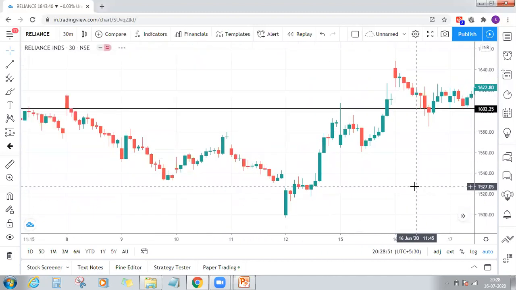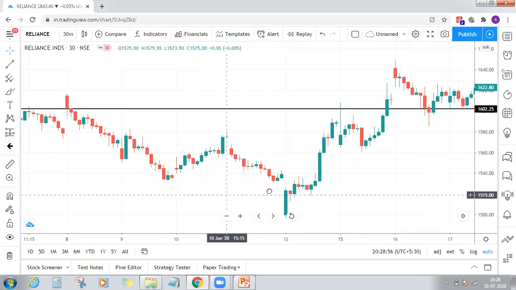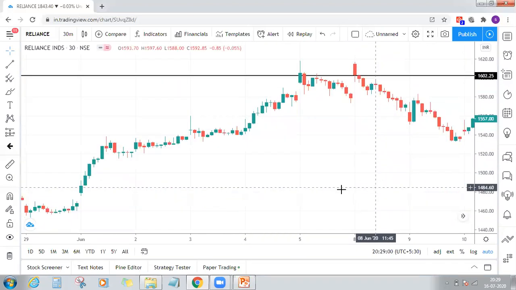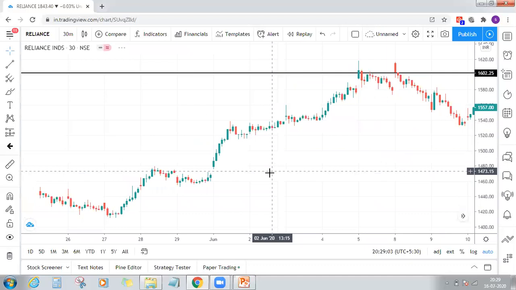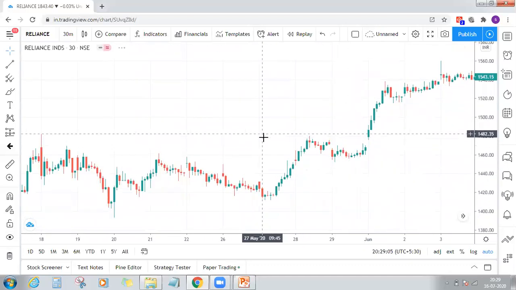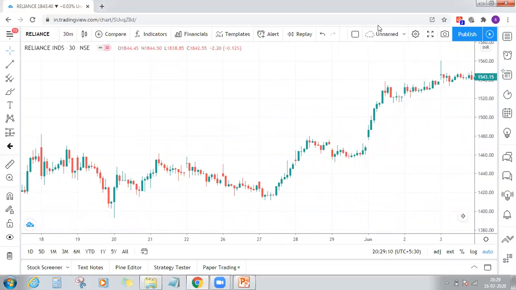Trading is easier, earning money by trading is easier, only when you follow the discipline, only when you follow the rules, only when you try to understand what the candlestick is telling you, right? I hope all the topics are clear, whatever we have discussed till now. If you have any doubts, you can ask and then we'll close it for the day.